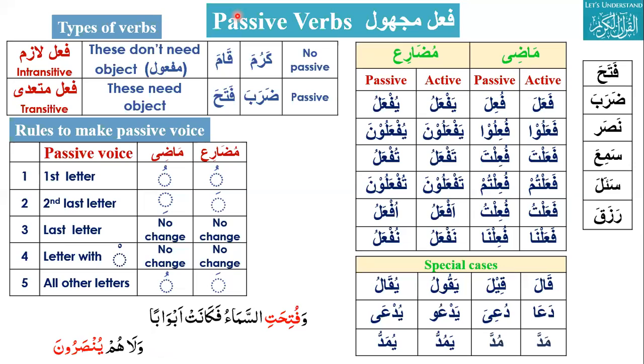Sorry, Khalid bhai, one question. For special cases, would the pattern be the same for madi and mudari? No, this is the madi column, and this is the mudari column. The columns are from the top. These two are madi and these two are mudari. So this is different. Okay, thank you. So let's move on to our next part.